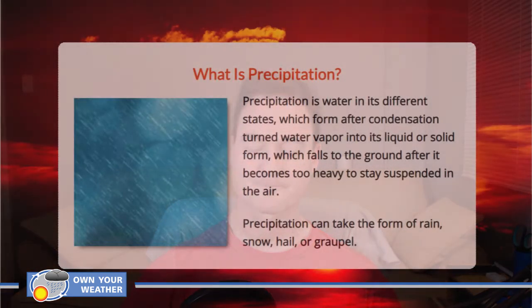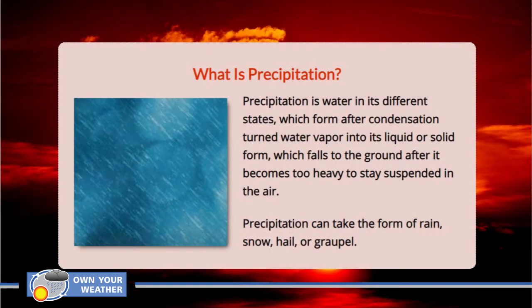And from humidity we move on to precipitation, specifically rainfall. Okay, so what is precipitation? Precipitation is water in its different states, which form after condensation turns water vapor into its liquid or solid form, which falls to the ground after it becomes too heavy to stay suspended in the air.